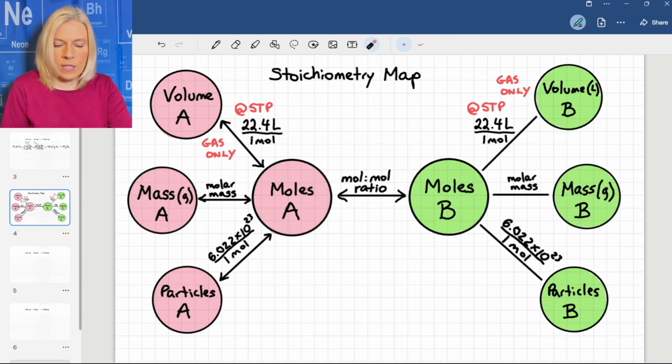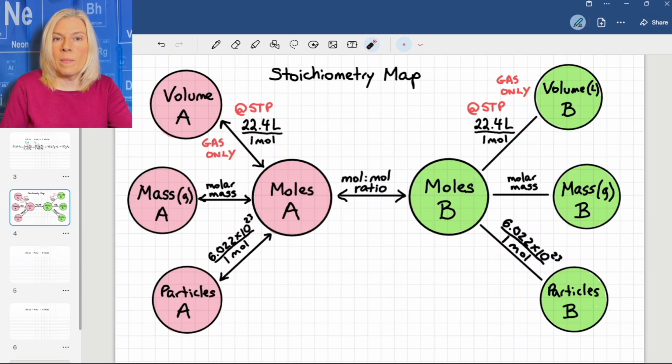And look what's going on here. We have our moles of substance A and moles of substance B. This is where we use our mole-to-mole ratio from our balanced chemical equation, right? We were already doing this. But remember, you can have volume of substance A. You can change it to moles if it's a gas at STP. Mass of substance A can be changed to moles through molar mass. And particles of substance A, you can change to moles using Avogadro's number. And the same thing is a mirror image for substance B.